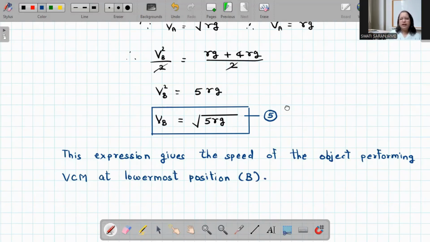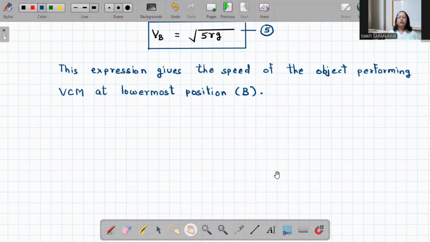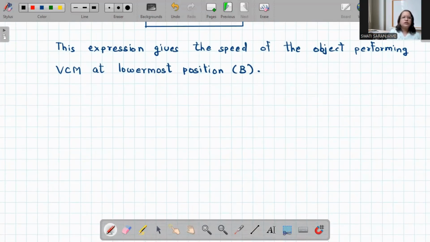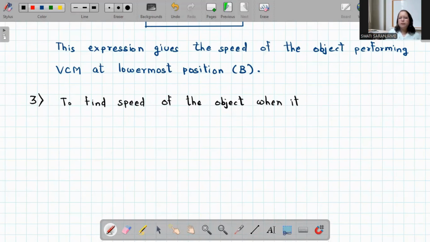The same criteria, the same principle can be used to find out the speed of the object at the midway position that we have shown on the figure initially, that is point C. So the third and last part of this topic is to find the speed of the object when it reaches the midway position, that is point C.